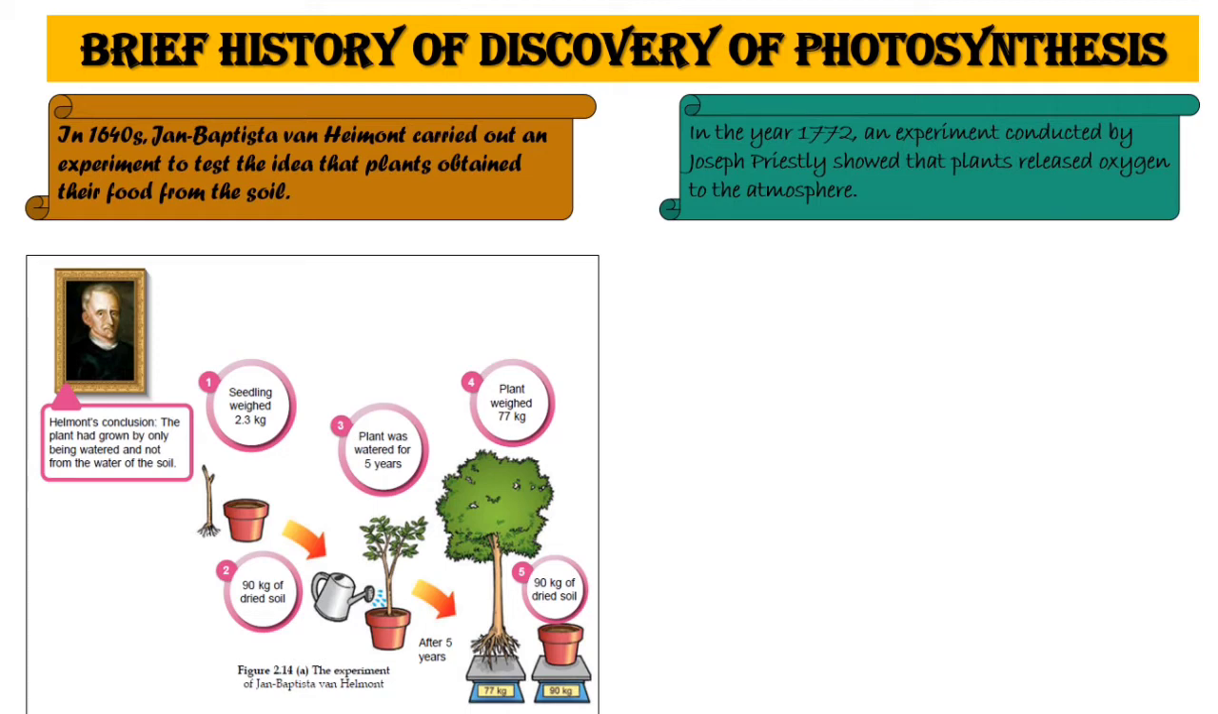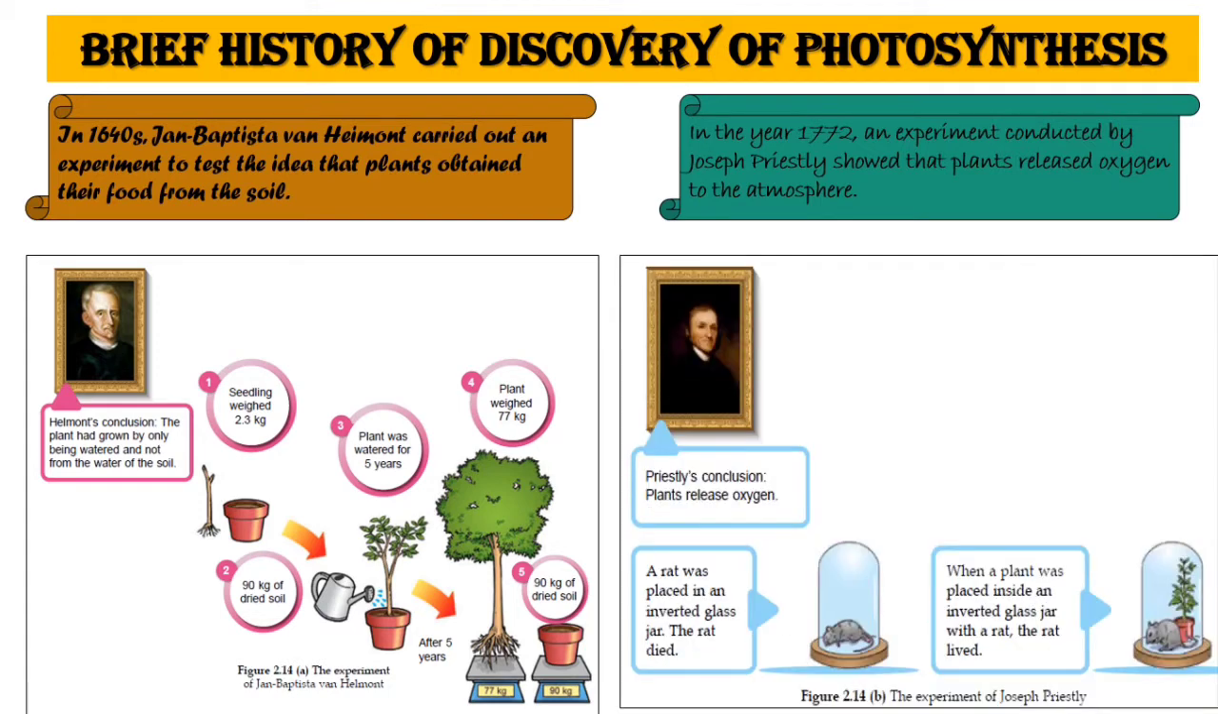An experiment conducted by Joseph Priestley shows that plants release oxygen to the atmosphere. This is the experiment. The conclusion from Priestley is that plants release oxygen. He put a rat in the inverted glass and the rat died. But when a plant was placed inside the inverted glass jar with a rat, the rat lived.